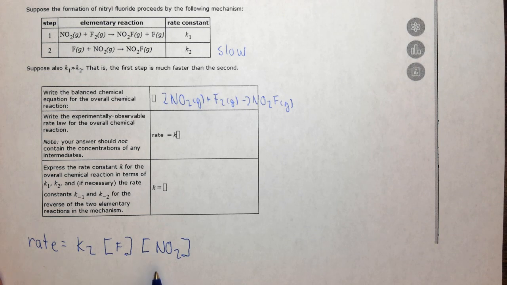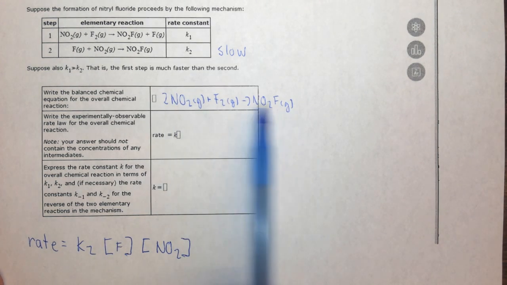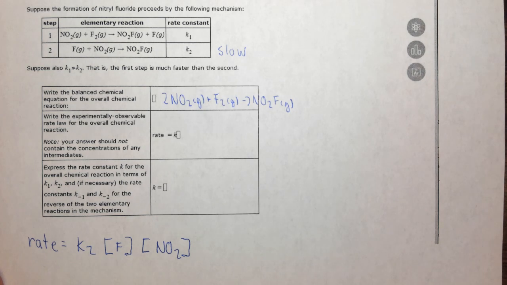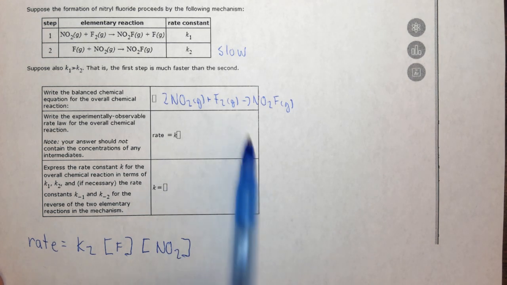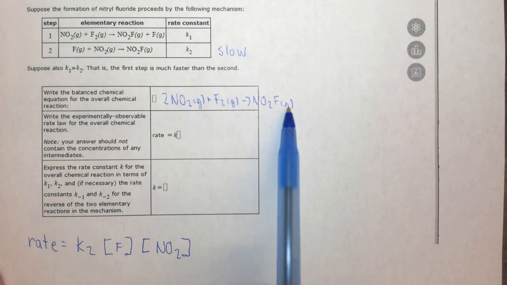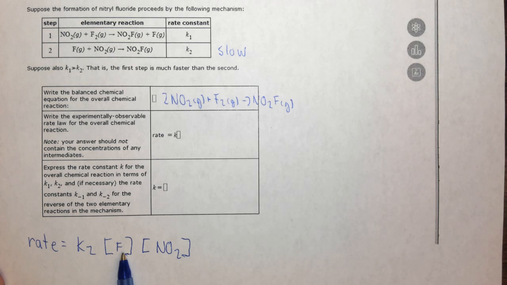The problem with this is it contains an intermediate. You'll notice that F is not in the overall reaction. So therefore, it's not good for that to be in the rate law. The reason for this is a little bit complicated, but we'll essentially just say here that it's really difficult to measure the concentration of F. It's not like the other concentrations, which are relatively easy to measure. This is difficult to measure, so we don't want it in the rate law, so we have to get rid of it. So the question becomes, how do we get rid of it?